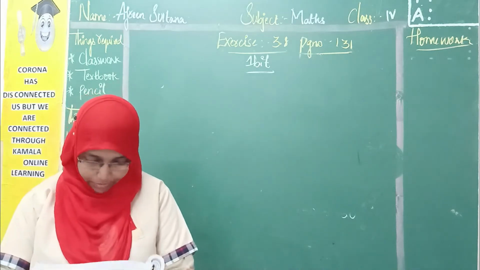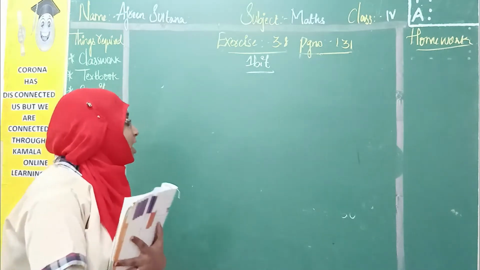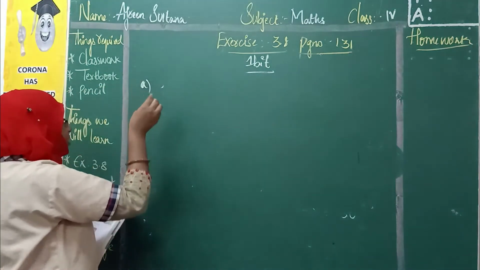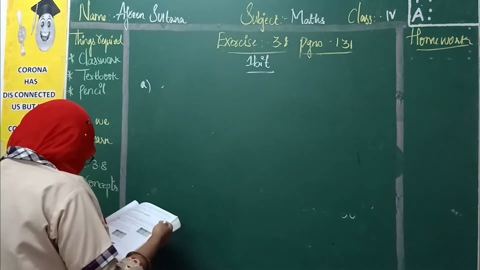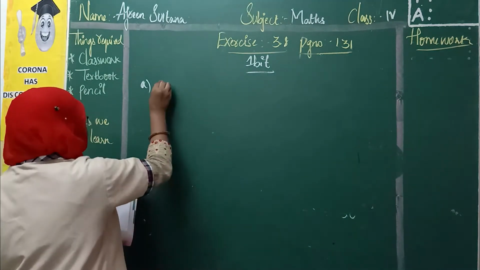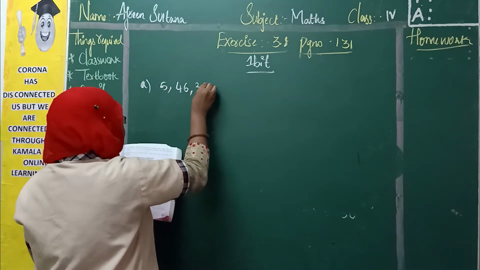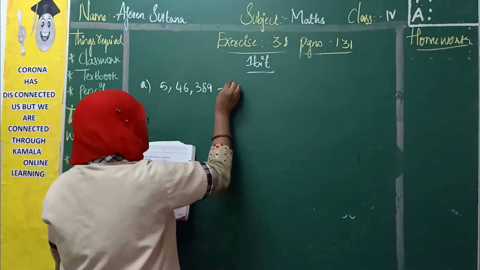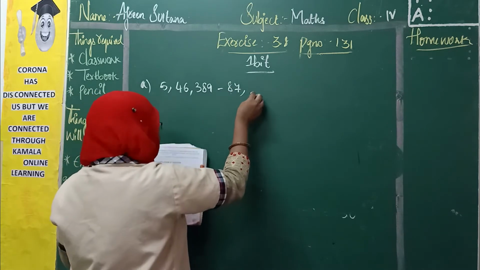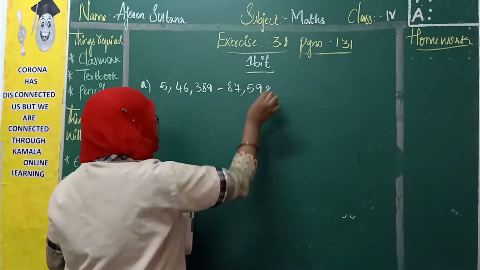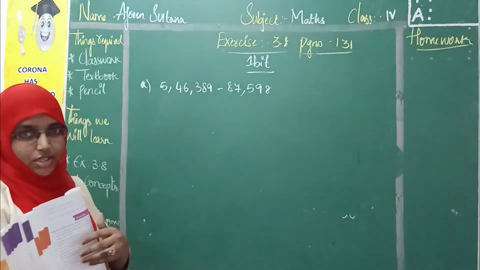First they told us to subtract the following. Let us solve the first one. Let us write the given question here. So what is this? 5,46,389 minus 87,598. So there are two questions in the bit.